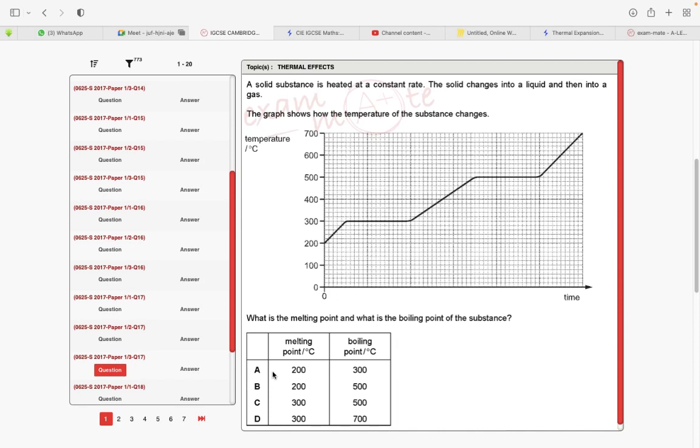You want to tell the melting point and the boiling point? Super. Yeah, I'm thinking. Hold on. Super easy.